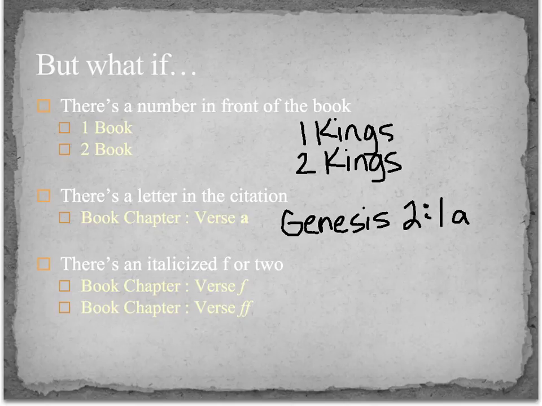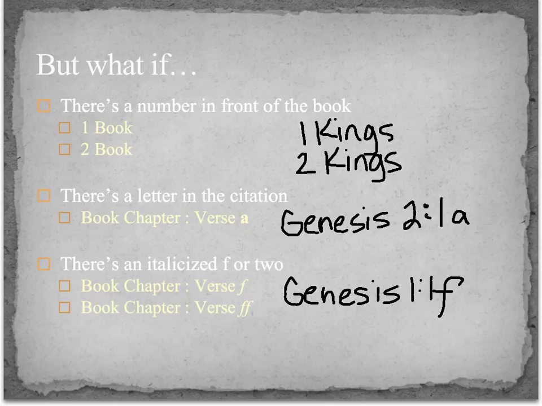Now, your textbook talks about there being italicized F's sometimes in Bible citations. Doesn't happen very often, but if it does, it just means read what comes after. So Genesis 1, colon 1 means Genesis chapter 1, verse 1, and then F means read the next verse. Most of the time, you'll see that written Genesis 1, colon 1, hyphen 2. But I guess sometimes you would see an F. I haven't seen them very much.